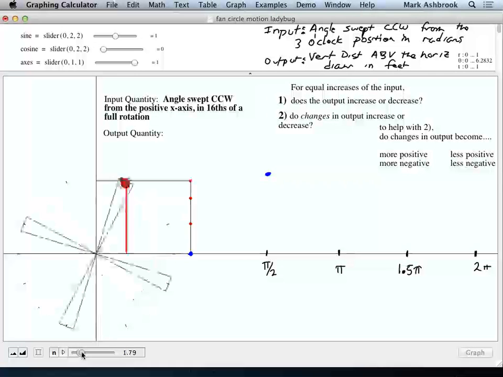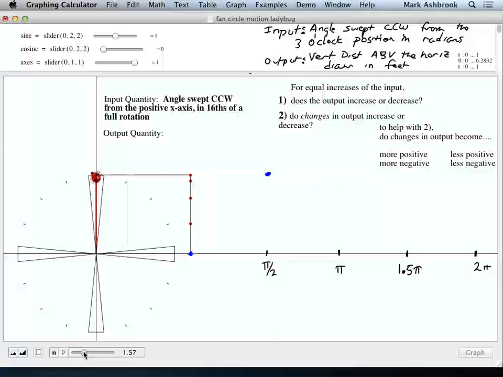Okay, third change. Vertical distance, increase or decrease? Increase. The amount of increase, more or less than the previous? Less. Okay? So, are the changes increasing or decreasing? The changes. So the vertical distance is increasing from 0 to 2.6, but the changes are decreasing. The changes are decreasing, and so therefore the rate of change is decreasing. Okay?